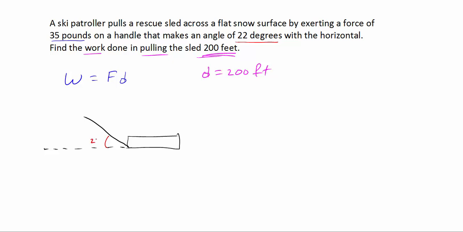So this angle here is 22 degrees, and we're pulling this with a force of 35 pounds. So this vector here, this is our force here of 35 pounds, and the sled is moving a distance of 200 feet. So here we're going to go from our sled is going out a total distance of 200 feet.